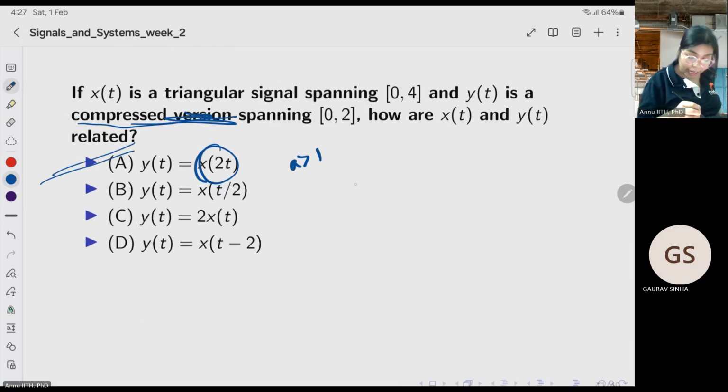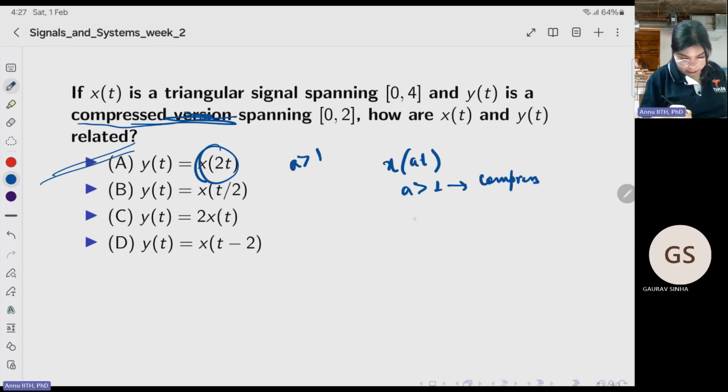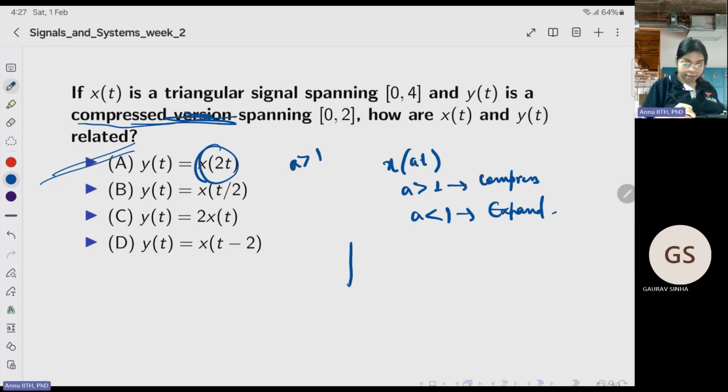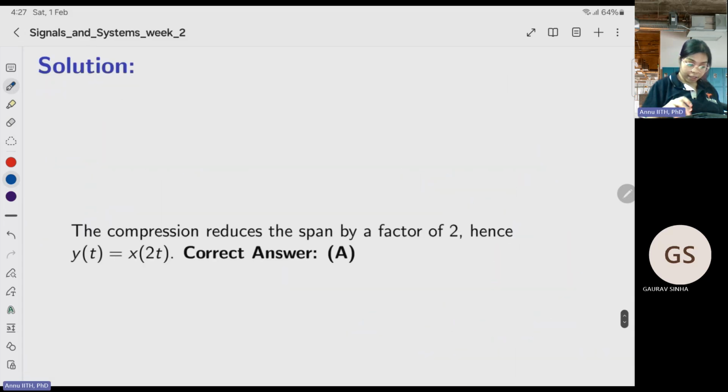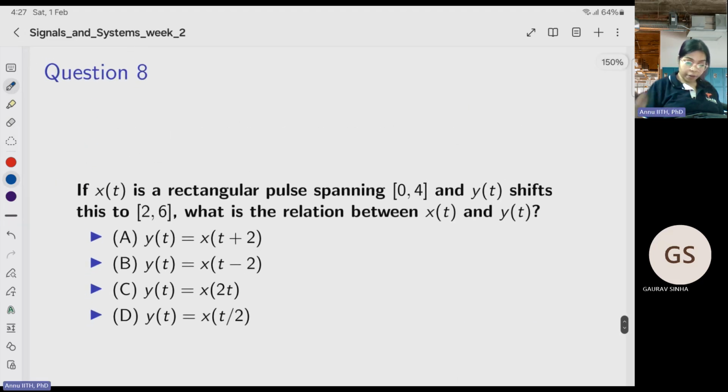How? Because as we know, for x(at), if A is greater than 1, then it is compressed. If A is less than 1, it is expanded. And since it is 0 to 4 and you are getting 0 to 2, it is a compression only. Nice question. It's very easy.